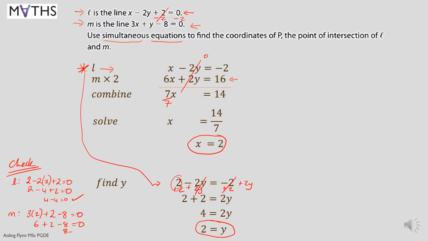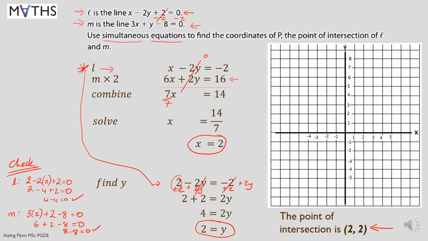8 minus 8 gives 0. So yeah, this combination of numbers works simultaneously. So at the same time it works for line L and for line M. It makes both of them true. It means that the point x y, which is 2, 2, the point of intersection, belongs to line L but also to line M. So it must be the point at which they cross over. And let's look at that now on a graph. So let's show line L first.